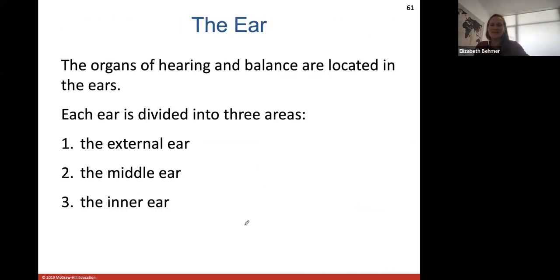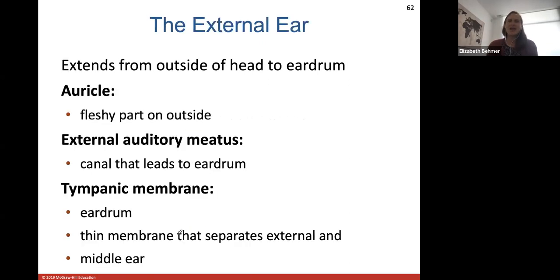Then we'll go into the ear. So this will be equilibrium and balance and hearing. Your organs of hearing and balance are located in your ears. We divide the ear into 3 areas: the external, the middle, and the inner ear. We'll go through each section of the ear separately here.